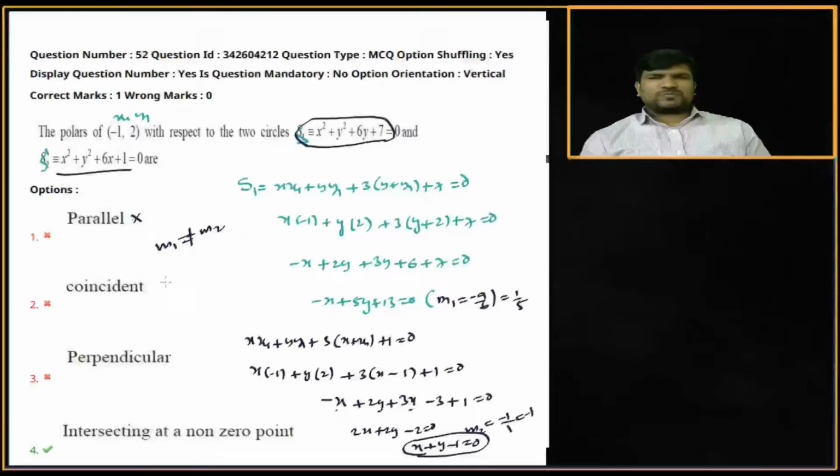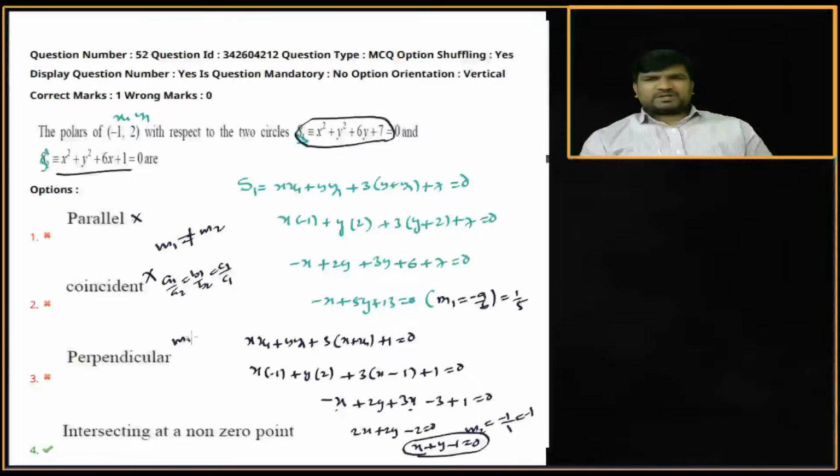Next, coincident. Coincidence means we have to show that a1 by a2 equals b1 by b2 equals c1 by c2, so the coefficients of x, y and the constants are in common ratio. That is a1 by a2, b1 by b2, c1 by c2. This is also not equal. Therefore, they are not coincident.